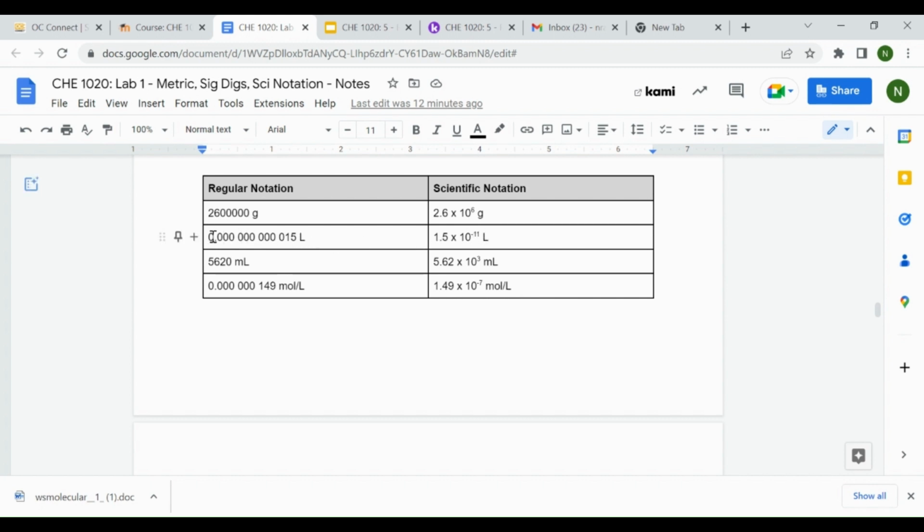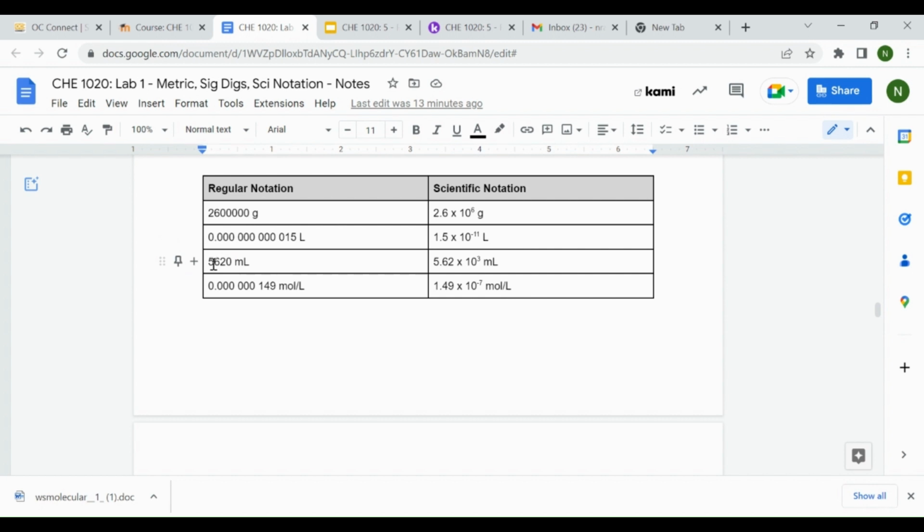Every time I've got the scientific notation for a very, very tiny number, I should have a negative exponent. If I've got scientific notation for a really, really large number, I should have a positive exponent. And the reason for that is I need to move this decimal place in the previous example 6 places to the right in order to get this original number. In this second example, I need to move this decimal place 11 places to the left in order to get this really, really tiny number.